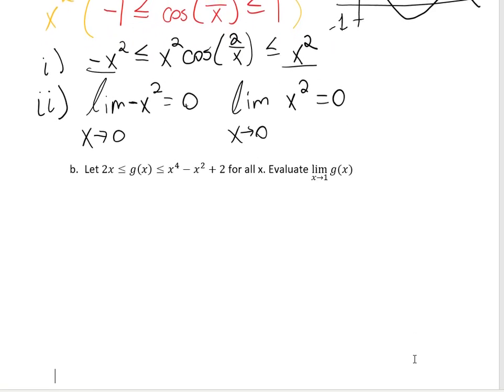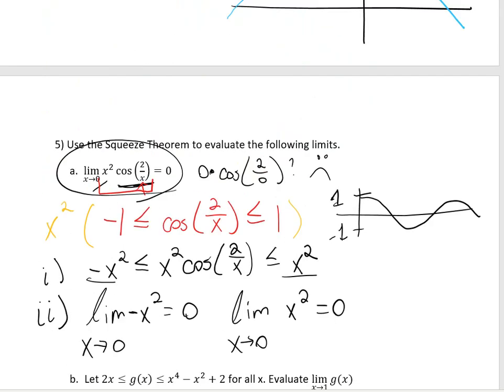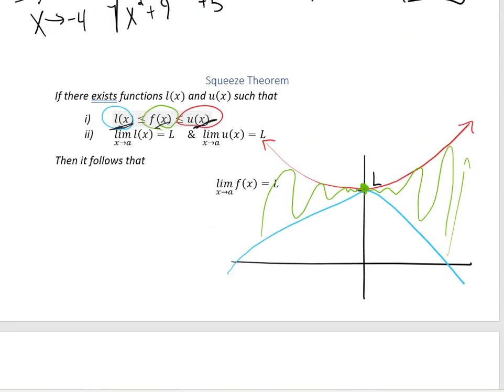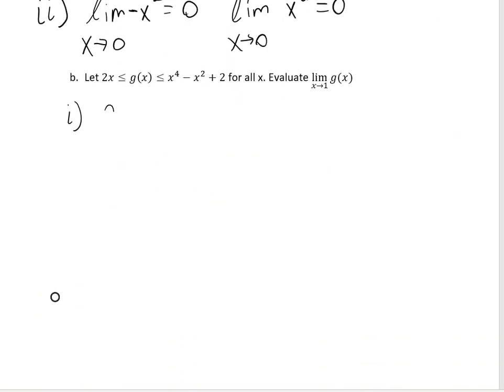Now, for the second part, you'll see this kind of question on your homework and things. It says let 2x be less than or equal to g of x be less than or equal to x to the fourth minus x squared plus 2 for all x values. Then we want to use that to evaluate the limit as x approaches 1 of g of x. So the first step in using the squeeze theorem is that you have to have a lower function and an upper function. This problem is actually really nice because they already gave us our lower function and our upper function.